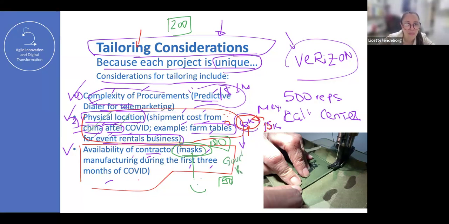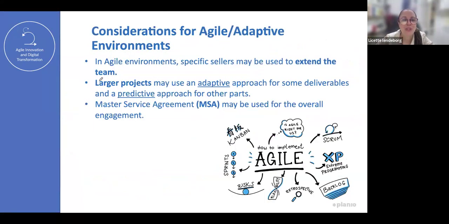This one was very bad, and this was very good. Those are the 3 examples of tailoring considerations that I wanted to share with you. Why? Because procurement is very boring, and I need to use another type of learning tool.